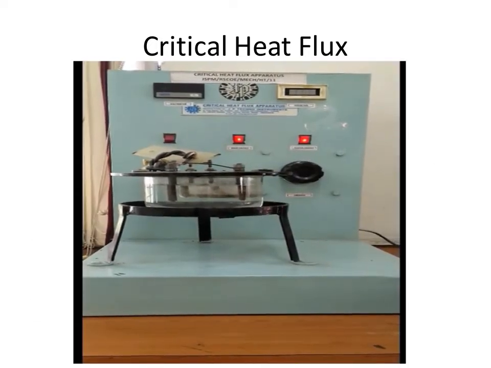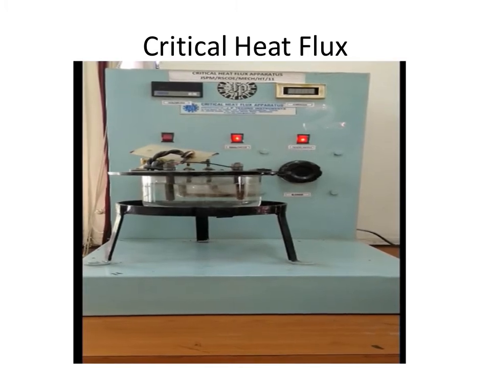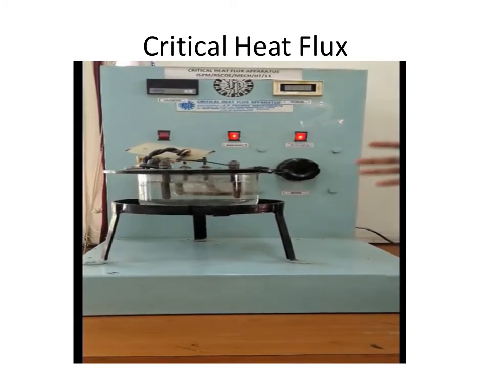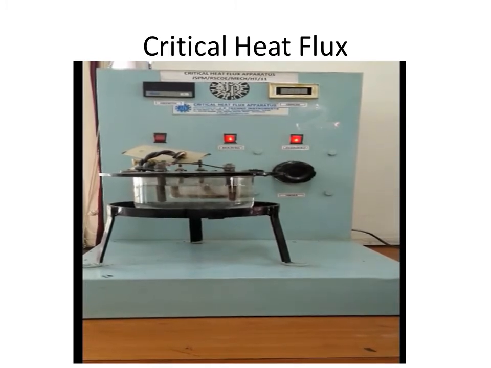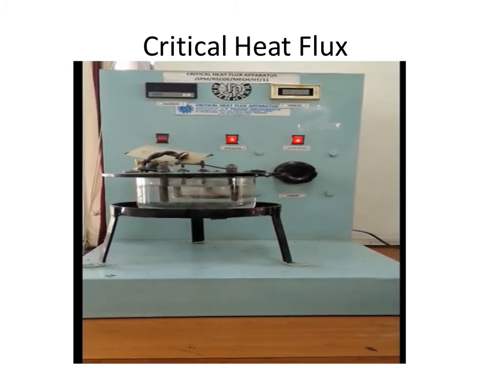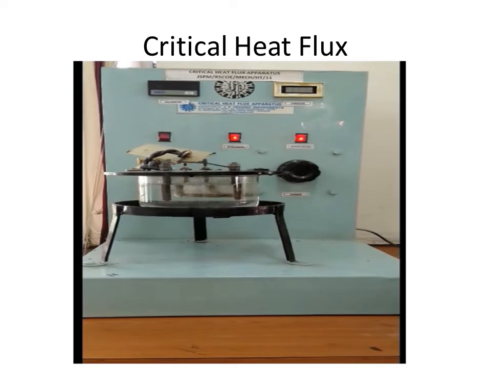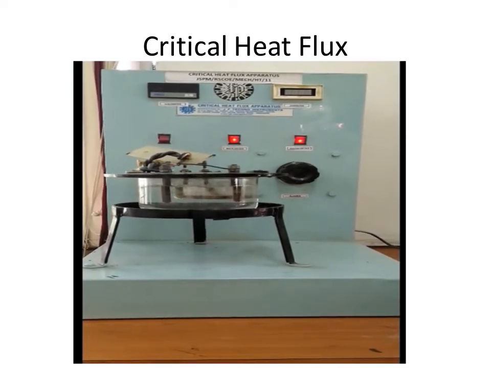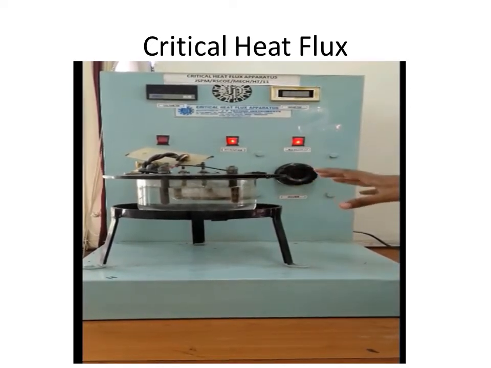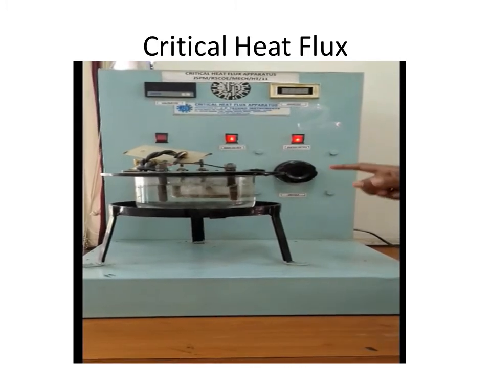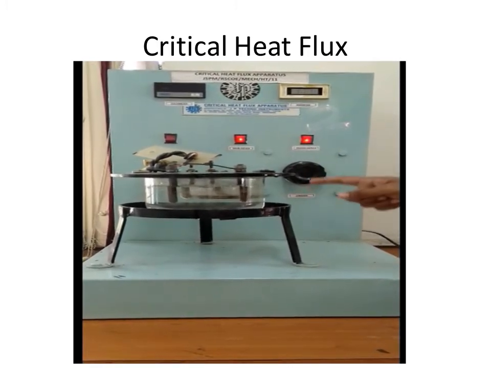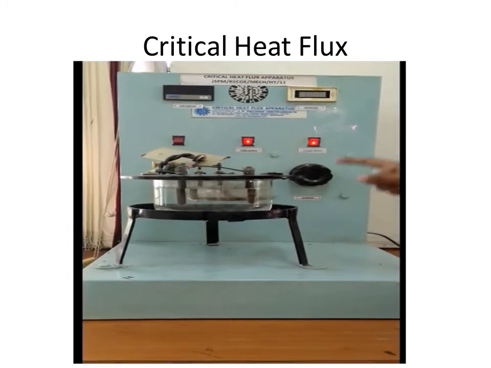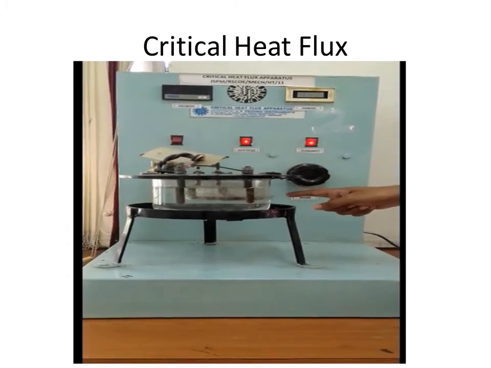Okay, so this is the setup for critical heat flux. I think in the theory part you have gone through how the pool boiling phenomenon occurs. Based upon that, we need to find the critical heat flux of the given nichrome wire. You can see the setup in front of you. One borosil container is provided. Inside that borosil container, we provided the water, and that water is boiled with the help of a coil heater.